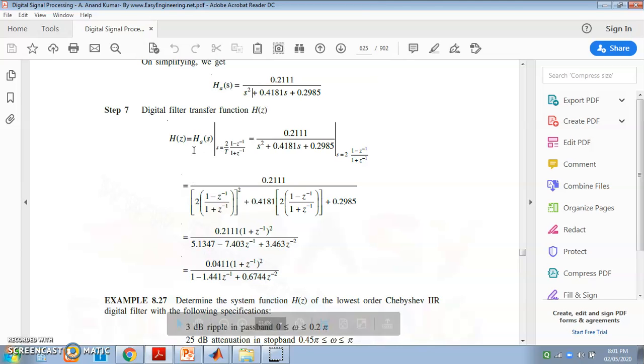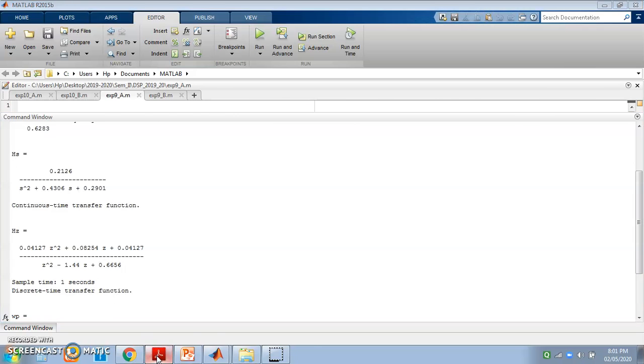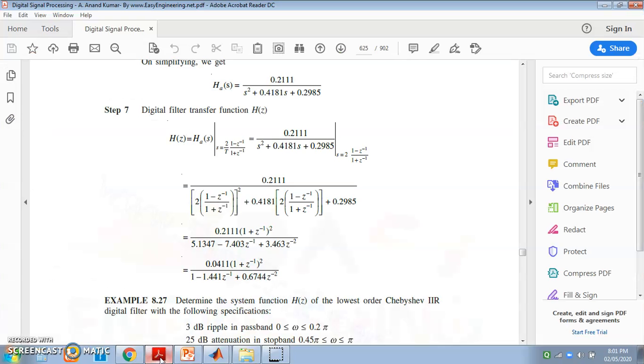So here in final step, I can convert this HA of s into H of z simply by using the bilinear transformation. So this is the expected transfer function that I should get in MATLAB. So if I observe this MATLAB solution and my analytical solution, they are matching with more than 99% accuracy. So here I am having 0.0411, and here I may have z plus 1 bracket square, so z square plus 2z plus 1.